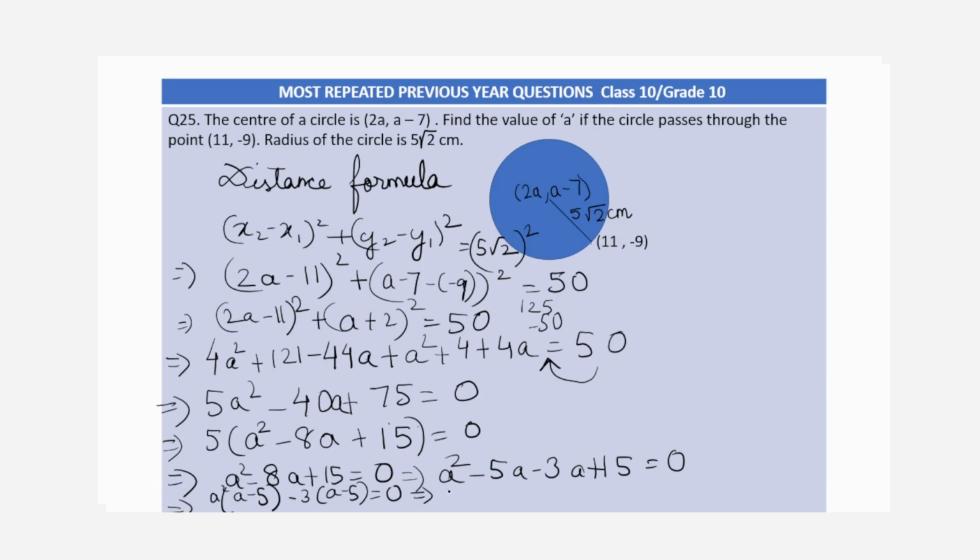So what we got, what factors? A minus 3 into a minus 5 equal to 0. So I'll write here, a's value will be equal to 3 or 5. Now if you substitute 3 here, for a equal to 3, the center will be, okay, center value is not required, we just need to find the value of a. So a's value could be 3 or 5. Simple, we just need to use the distance formula and we are done. Let's move to the next question.